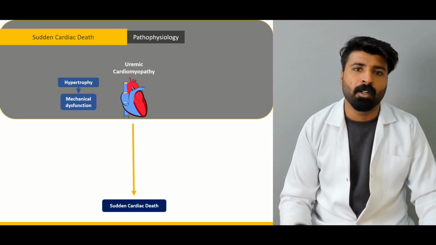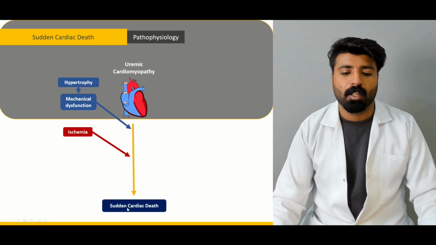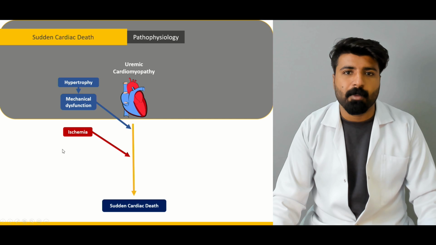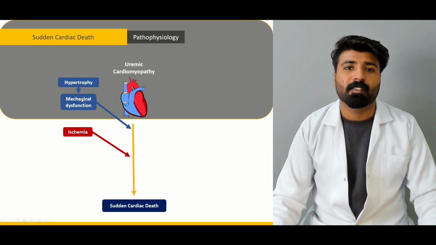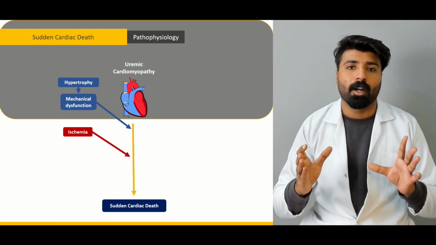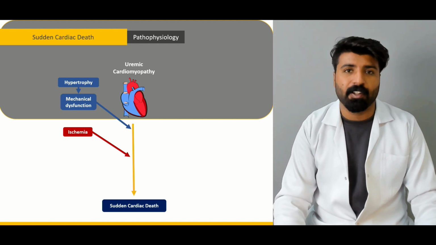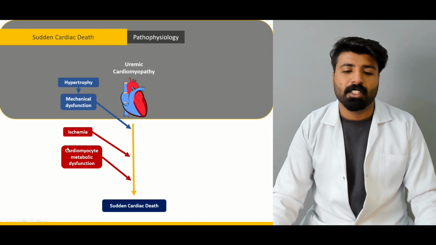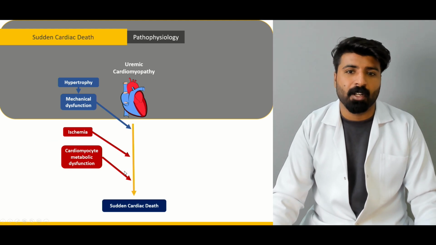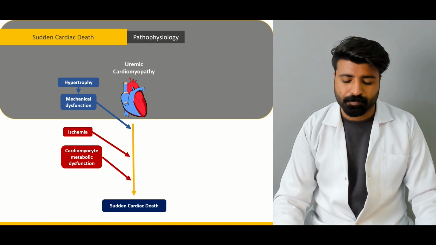When hypertrophy has happened, mechanical dysfunction is occurring, and that mechanical dysfunction will lead to sudden cardiac death because the heart is going to go under ischemia. It's going to go under ischemia because of this hypertrophy. With hypertrophy, the heart is not getting enough oxygen to function properly. So this will lead to ischemia and will lead to sudden cardiac death. And cardiomyocyte metabolic dysfunction will come in. That will also play a role in sudden cardiac death.